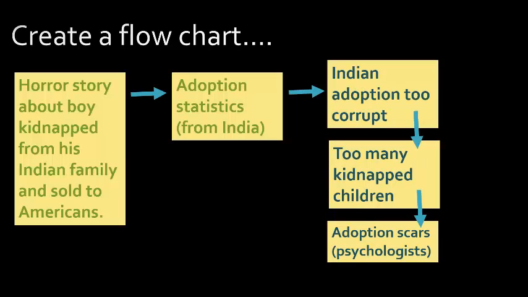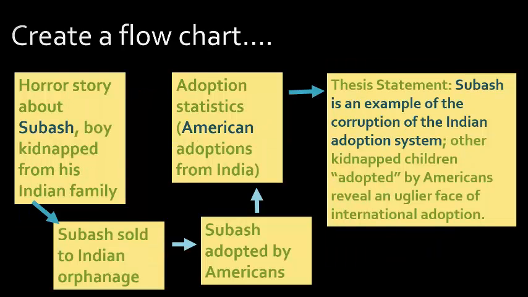The thesis statement is in blue, and the parts of the thesis statement that need to be proven, each part gets its own box, and let's see if that makes sense. Too corrupt, too many kidnapped children, all these adoption scars. Well, let's break this even further. In the horror story about Subhash, who's kidnapped from his Indian family, he's sold to an orphanage. He's adopted by Americans. Then we're going to look at the adoption statistics, and we're going to look specifically at American adoptions from India, because Subhash himself was sold to Americans.